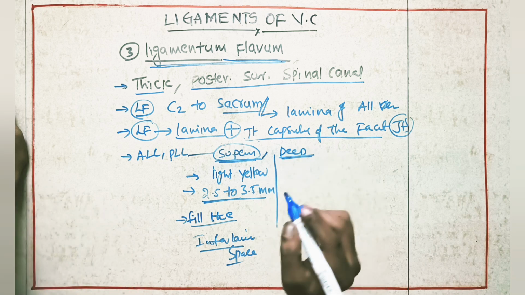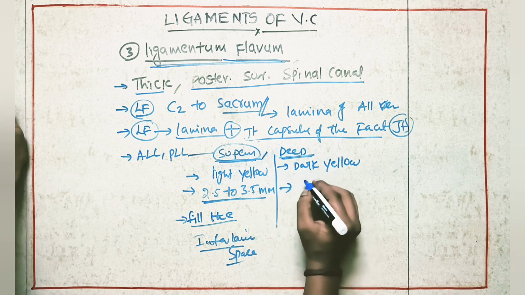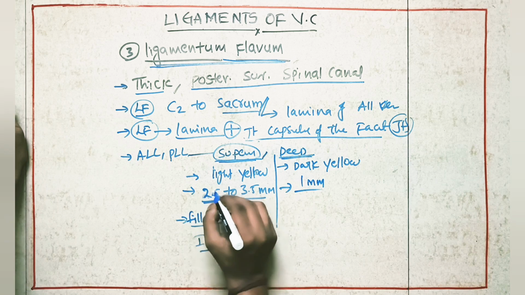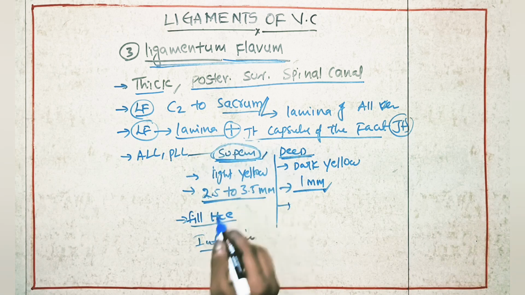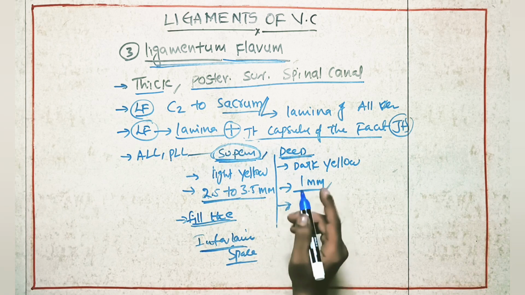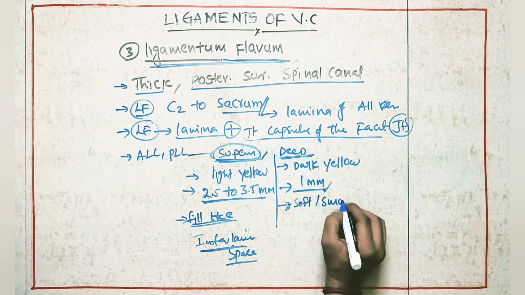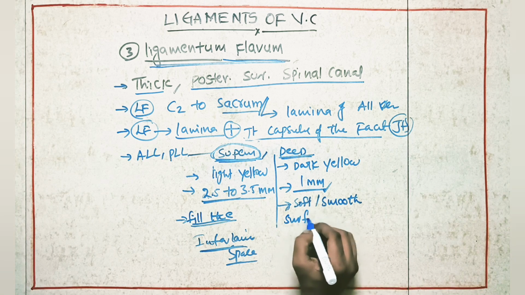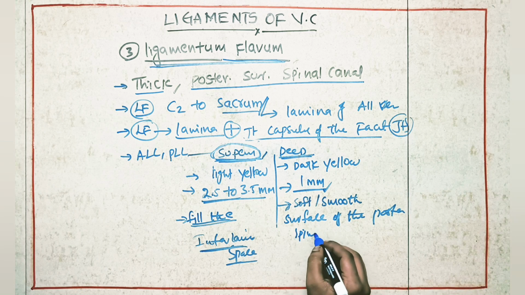Next point: the deep fibers are dark yellow colored fibers, and their thickness is around 1 millimeter. The superficial fibers fill the interlaminar space, but what do the deep fibers do? They create a soft, smooth surface of the posterior spinal canal.